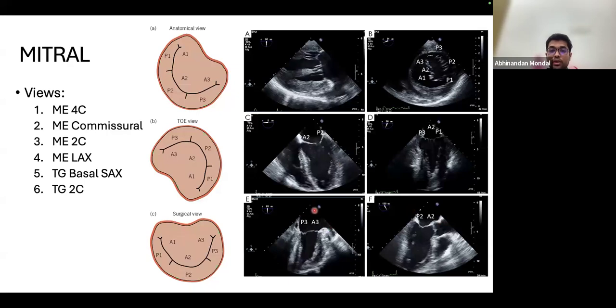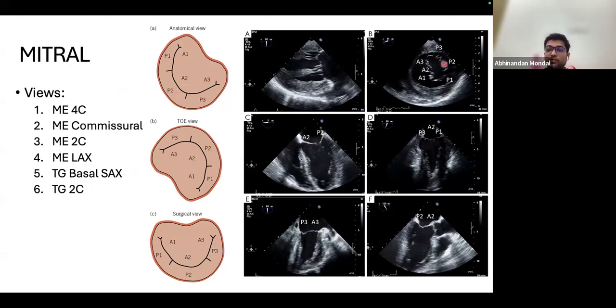So you have to be very careful that in the left side of the image, you can see the anterior mitral leaflet, and the right side of your image gives you the posterior mitral leaflet. Whereas in the transitional view, from this view onward, the left side of the screen gives you the posterior mitral leaflet, and the right side of the image gives you more of the anterior mitral leaflet. And this is your transgastric basal short axis view.